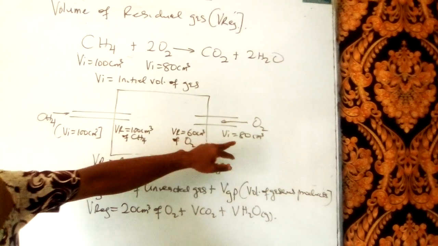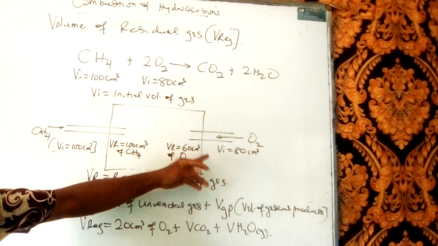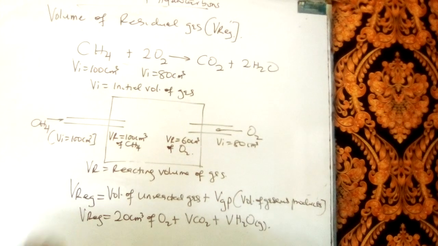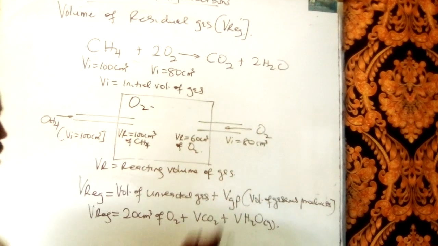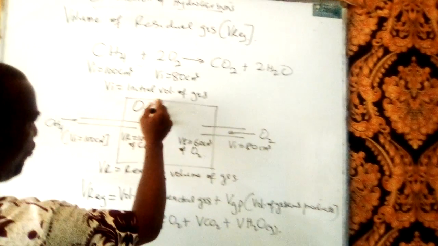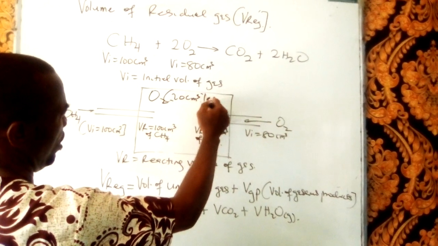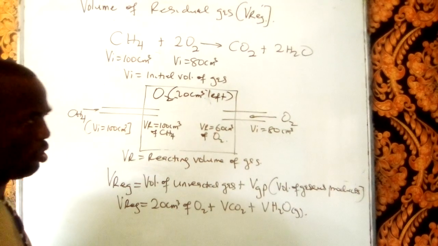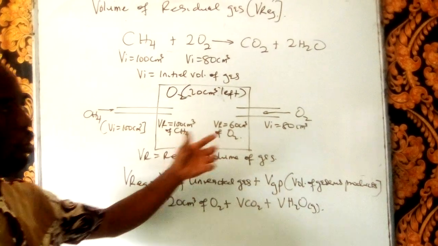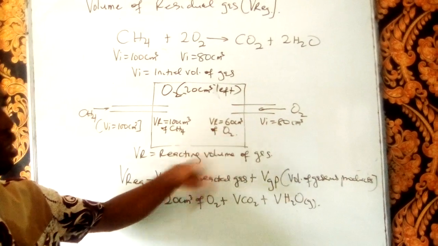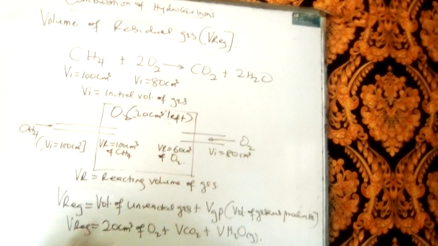Then we introduced 80 of oxygen and 60 reacted. At the end of the day, you're going to have oxygen remaining in the container. How many cm³ remain? 80 minus 60, so you now have 20 cm³ of oxygen remaining or left in the container at the end of the reaction. That means oxygen gas is the gas in excess, because the volume introduced is more than what reacted. Methane is called the limiting gas.